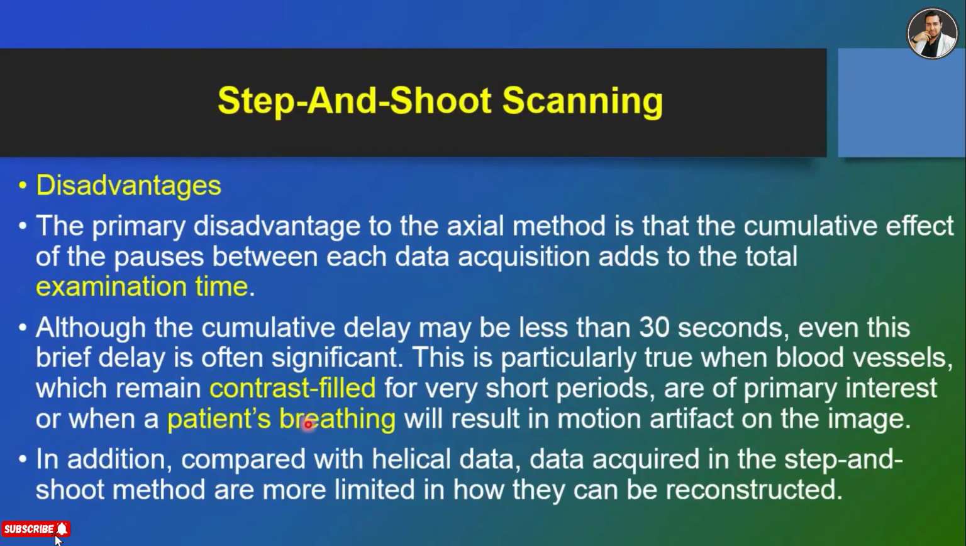In addition, compared with helical data, data acquired with the step and shoot method are more limited in how they can be reconstructed. The step and shoot method is limited in the information we get compared with the helical data. Even after reconstruction, the data is not fully recorded.